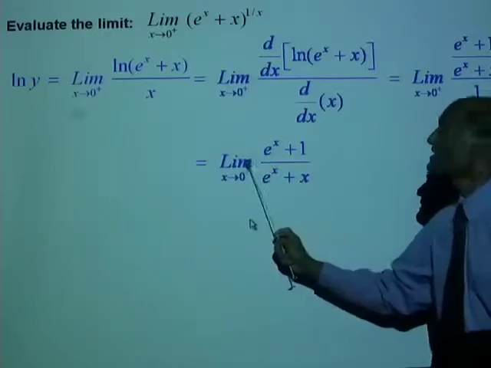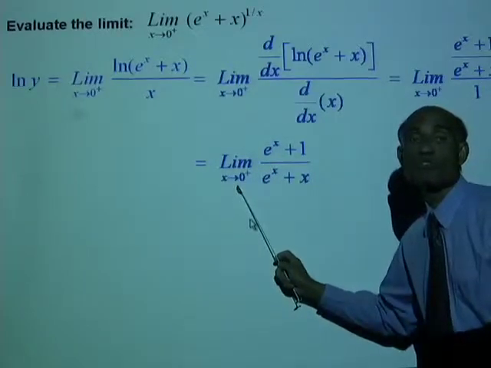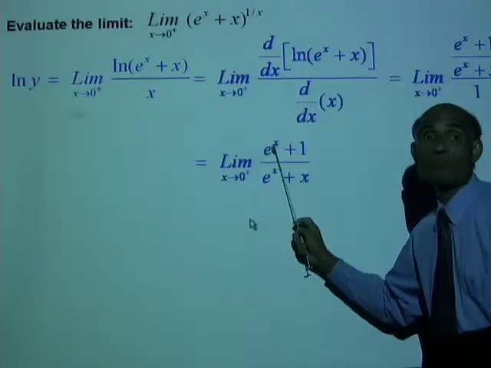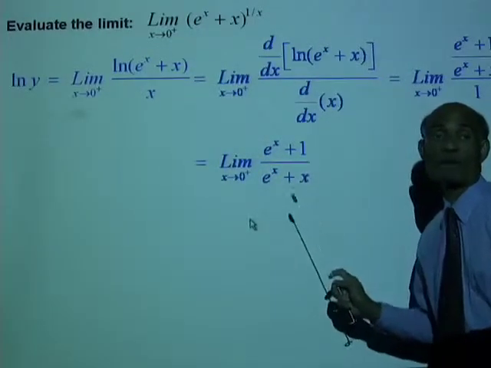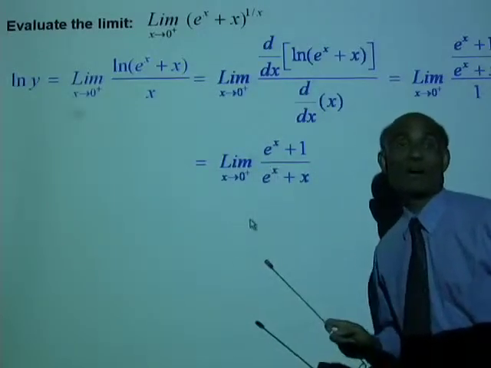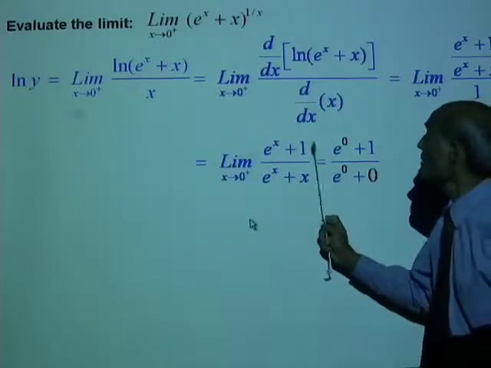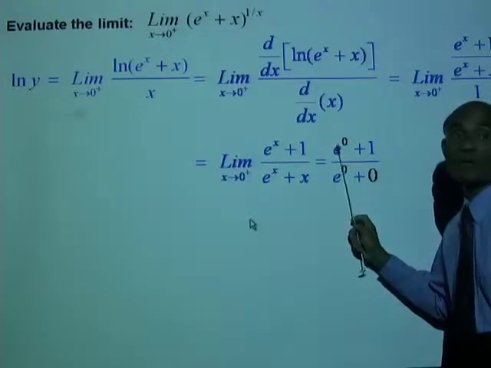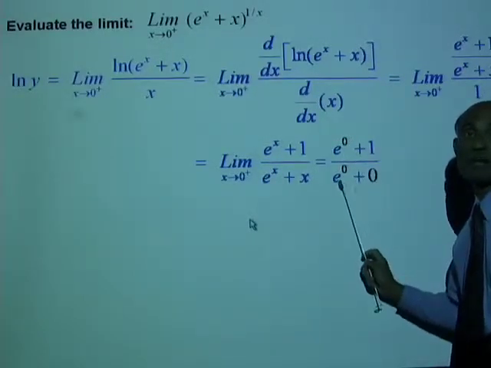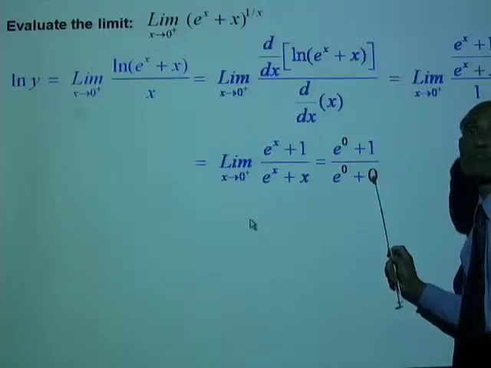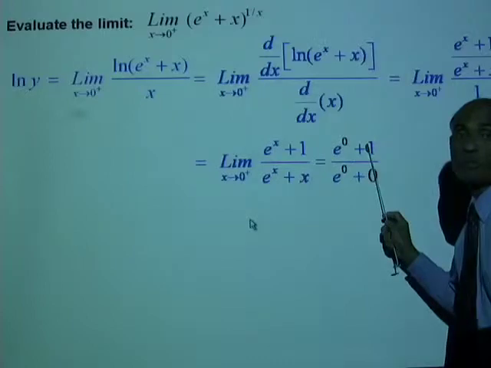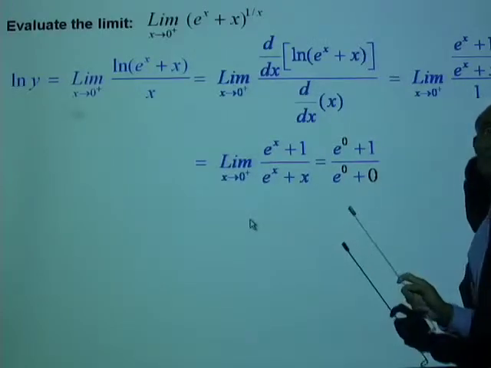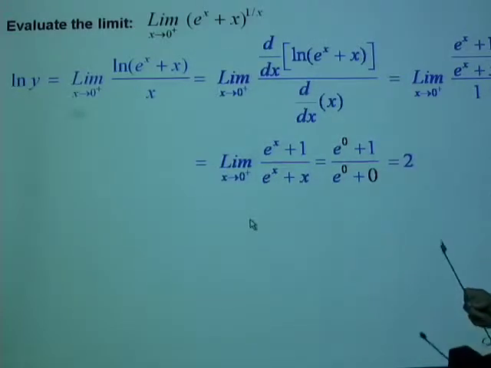So that's the same as the limit as x approaches 0 from the right of e to the power of x plus 1 over e to the power of x plus x. Can we now apply x equal to 0 there? That will be e to the power of 0 plus 1 over e to the power of 0 plus 0. e to the power of 0 is 1, 1 plus 1 is 2, divided by 1, and that's equal to 2. Yes, that limit is 2.